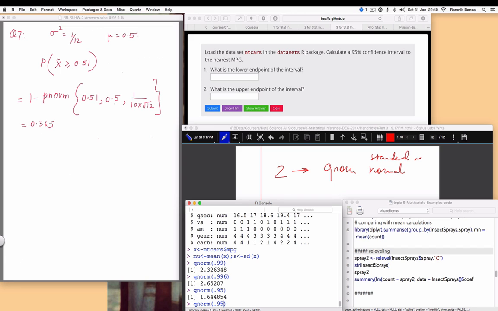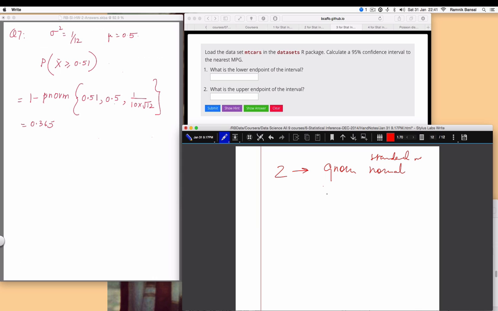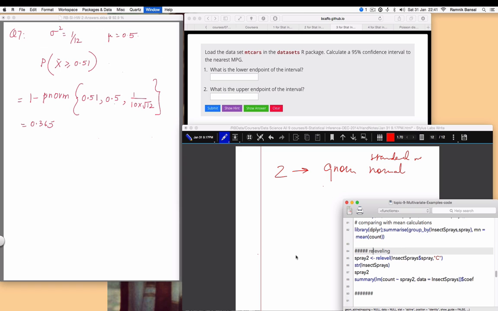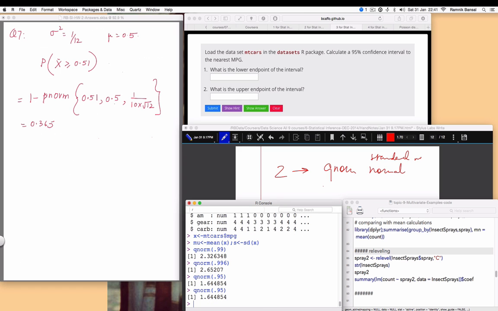Basically, Q norm where mean is equal to zero and standard deviation is equal to one is nothing but the Z score, right? So that's all. So let's just do this mathematically now using R. So what are we interested in?